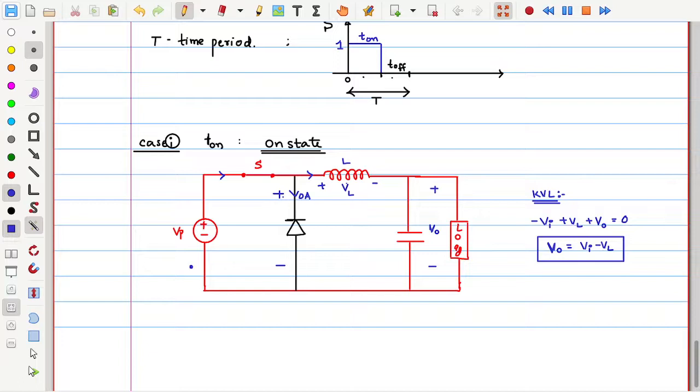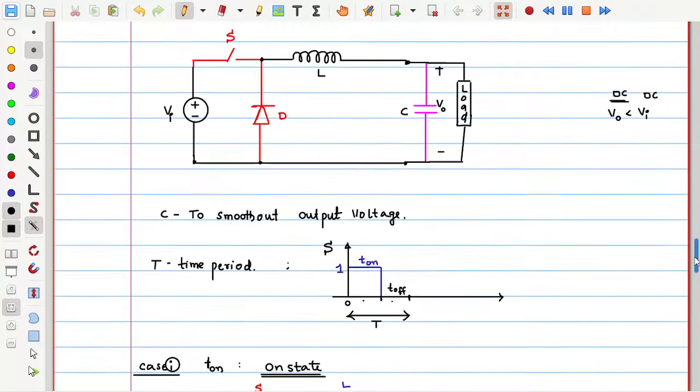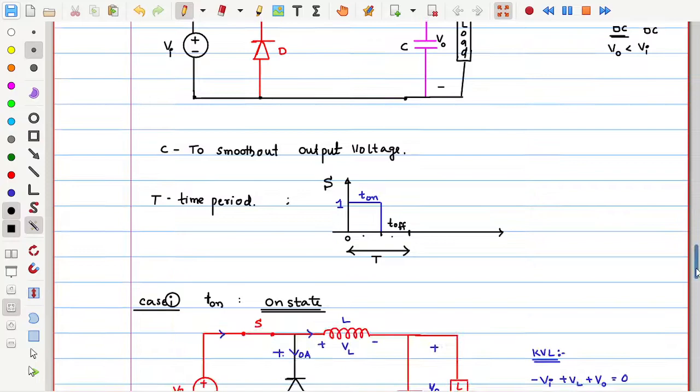In the same way, let us proceed for the off state. For off state, let me write case 2, off state, or T off period. That means we split this time interval T into two segments: one is the on state, another is the off state period. So in off state, the switch is in open condition.